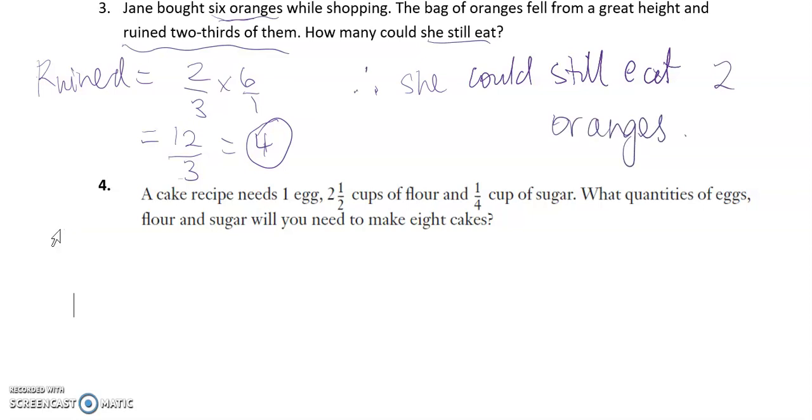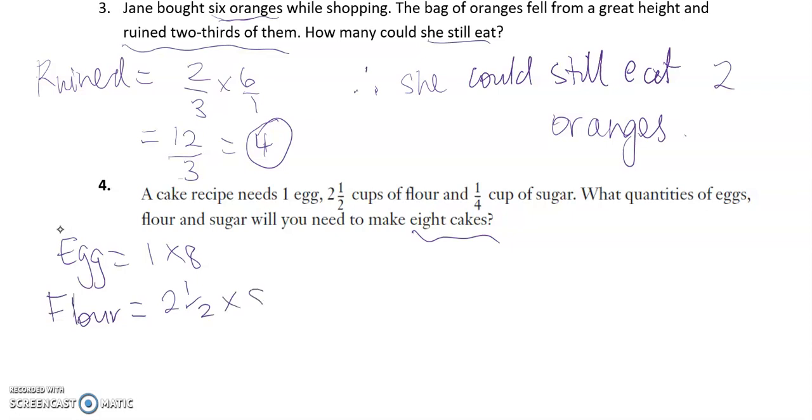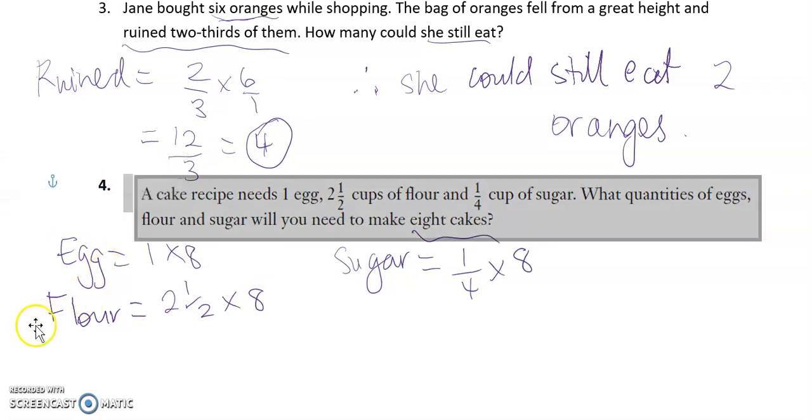On this question here, we don't have time to do it right now, but I'll talk you through it. It says a cake recipe needs 1 egg, 2½ cups of flour, and 1/4 cup of sugar. What fractions of eggs, flour, and sugar will you need to make 8 cakes? So in other words, you need to multiply everything by 8. So for egg, you'll need to do 1 times 8. For flour, you'll need to do 2½ times 8. You can change to improper if you need to. For sugar, you would need to do 1/4 times 8, and I'll let you finish that off.